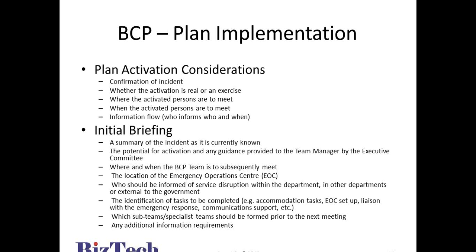Now, again, within the plan, we list the initial briefing and summary of the incident. These are some of the steps: the potential for activation, any guidance to the business continuity team manager and by the executive committee, and meeting times. With the remote work environment now, you don't need to meet physically, but if you're a bank with physical brick and mortar, you need a place to meet as well. And you need to develop an emergency operations center. It could be a virtual EOC or it could be physical. We're seeing more direction towards going virtual now, as everything can be done virtually. But again, it varies from organization to organization.